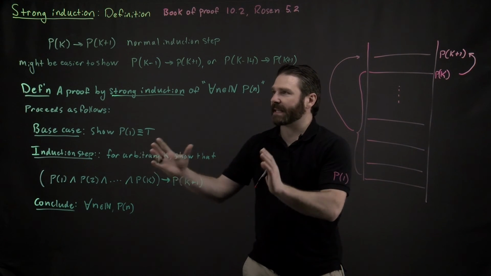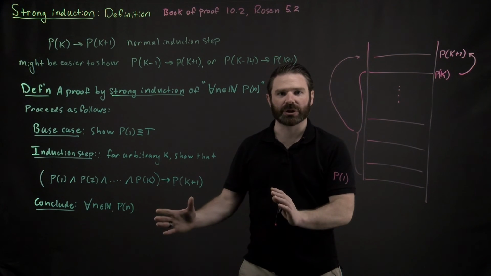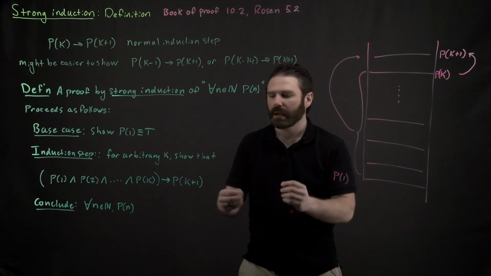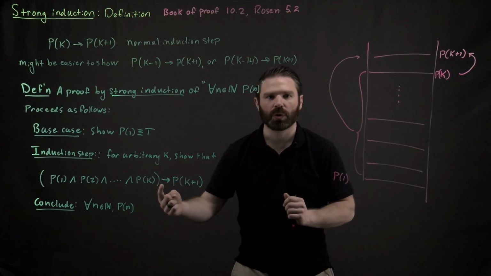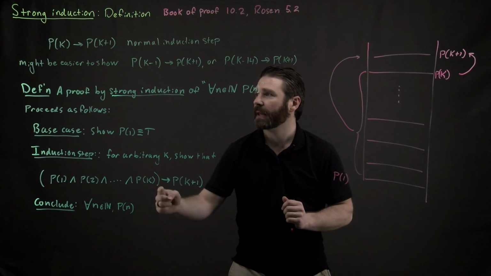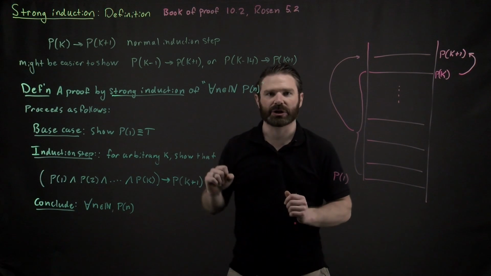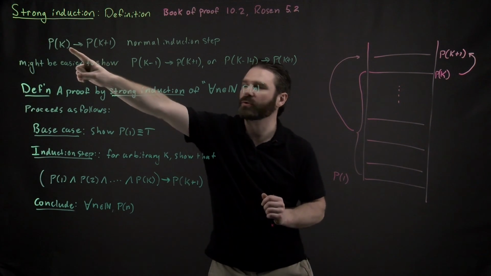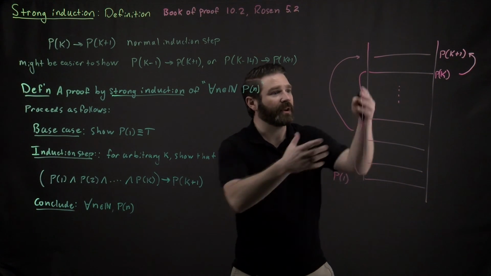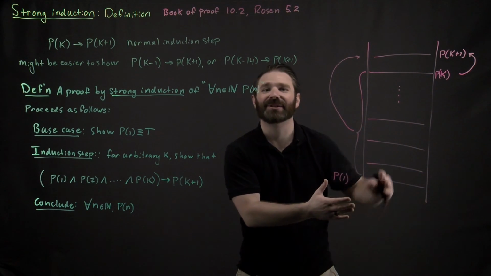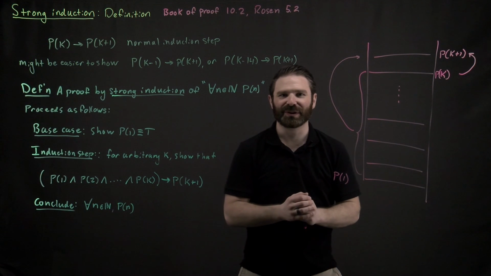So that is the basic idea behind strong induction. It's called strong because you're assuming much more in your hypothesis than in normal induction. In normal induction, you've only assumed that you're at the kth step. In strong induction, you assume that you have visited all the previous steps in your induction ladder as you try to prove your statement.